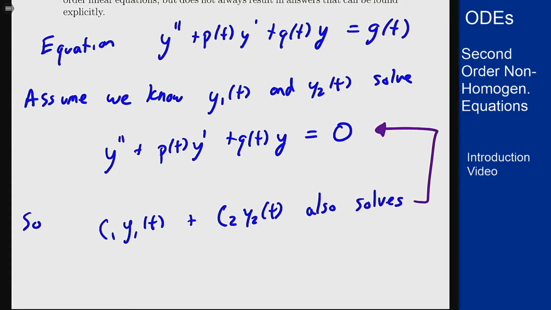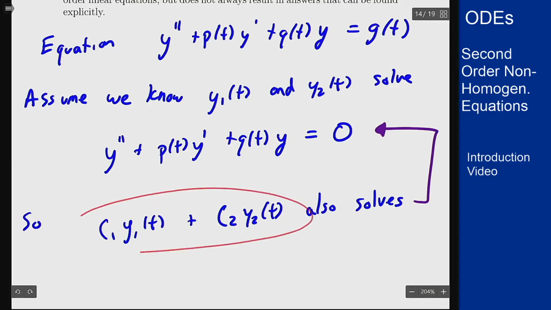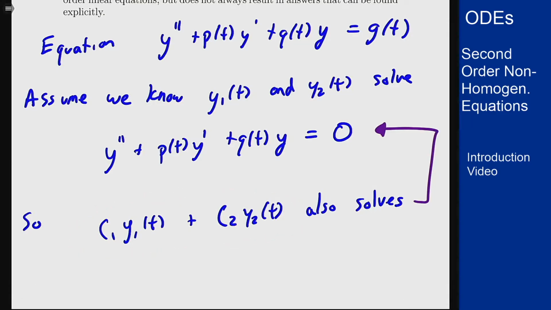So the idea of variation of parameters says I know this solves the homogeneous problem. So what I'm going to do is take this c1 and c2 and make them functions of t, and hopefully use this combination to then solve the non-homogeneous problem. By making these functions of t, they no longer solve the homogeneous problem. So we'll be able to pick those functions to make it solve the non-homogeneous problem.